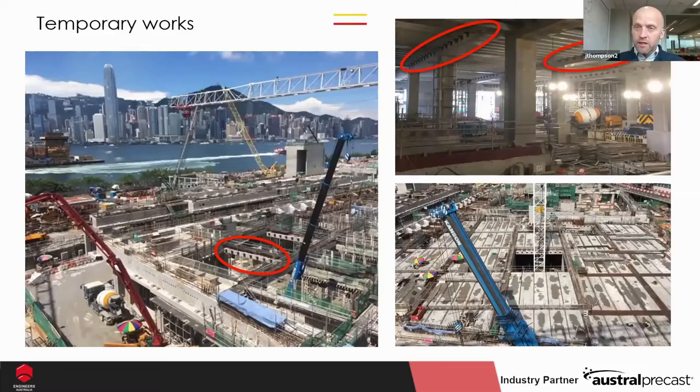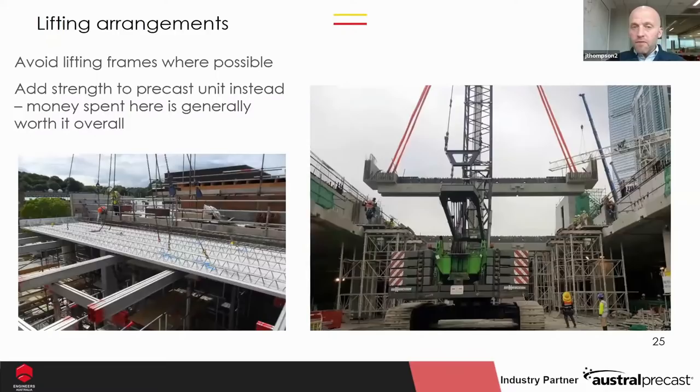Lifting arrangements. Again, it's my rule, but avoid lifting frames where possible. When we got the MTR design for this, it featured a massive lifting beam with multiple drop points to support that along the entire length. We said to MTR, it would have meant about 47 different lifting frames, I think it was. Can we review the design?